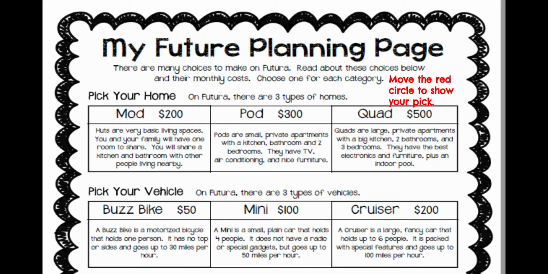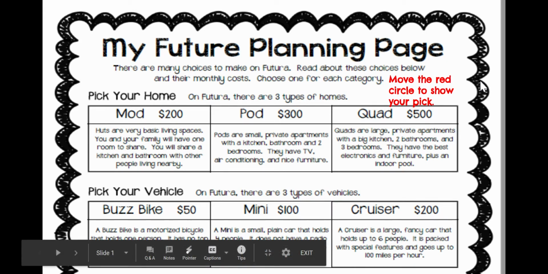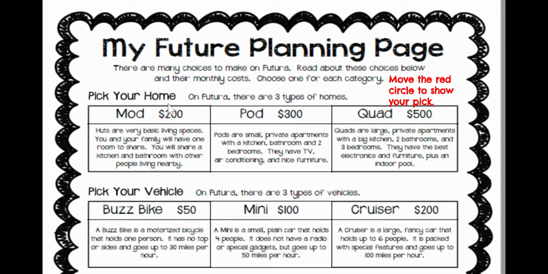So you have to pick from 3 homes. It's 20 years from now, so maybe you're 28 or 29, or maybe you're even 30 years old in 20 years, and you just moved to Futura, and you're choosing what you're going to do there, what your costs are going to be, what your home is going to be, your vehicle is going to be. So here's 3 options in Futura.